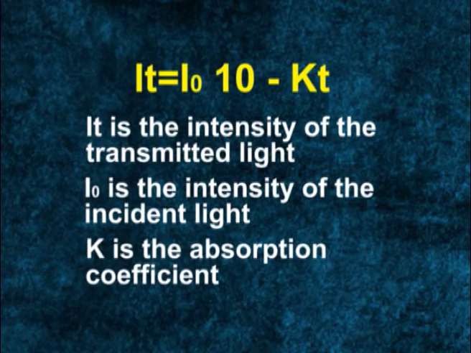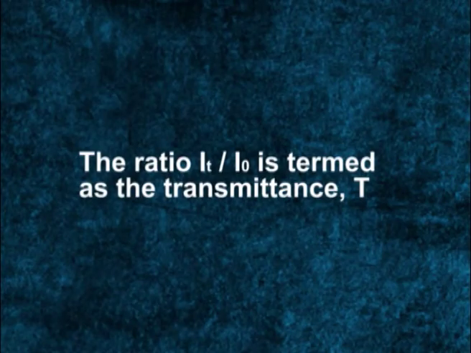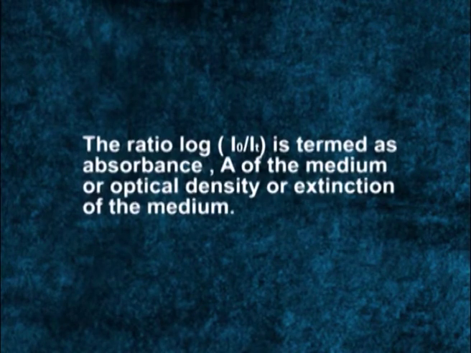This equation represents Lambert's law. Absorption coefficient is defined as the reciprocal of thickness that is required to reduce the intensity of the light to 1 by 10 of its intensity. The ratio IT by I0 is termed as the transmittance T.